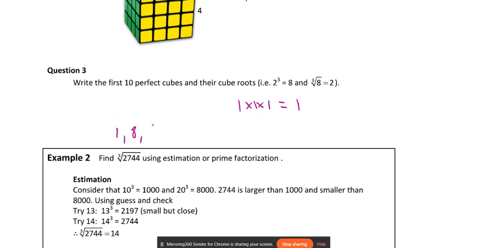What's the next one? 27. 3 times 3 times 3. 4 times 4 times 4, or 4 cubed. 64. Anyone know any other ones? 125. Let's do like one more. What is it? 216, right?